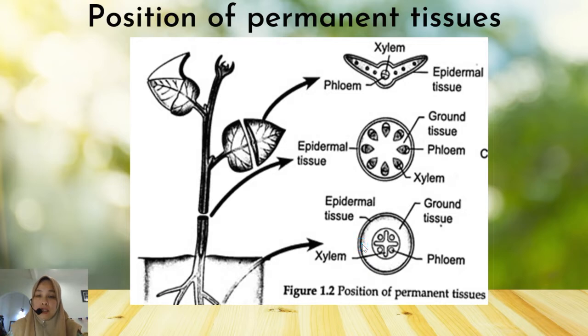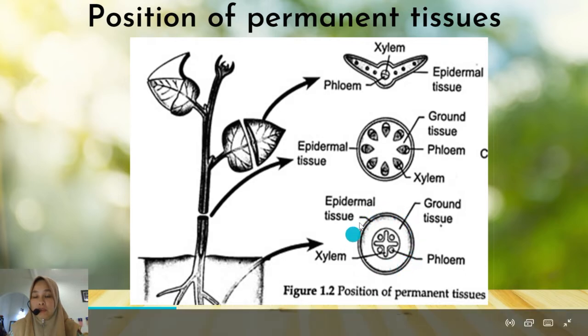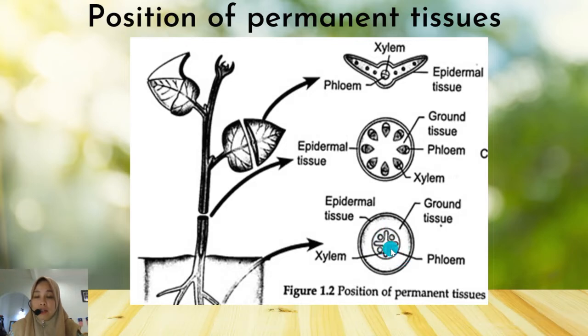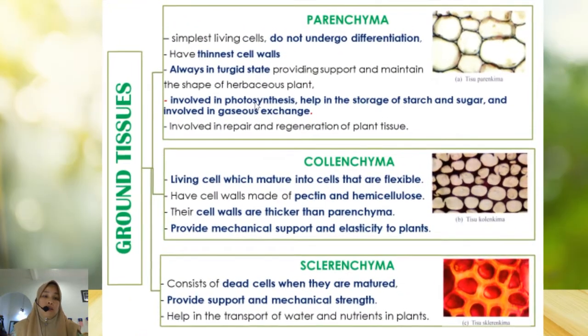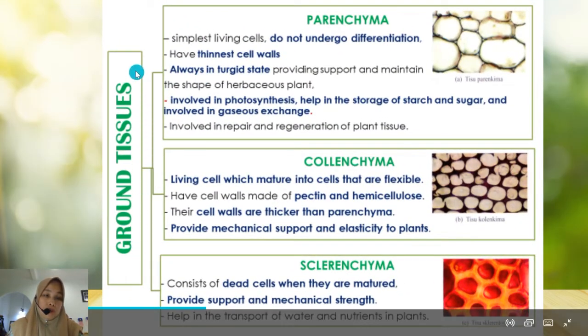When we do the cross section of the root, we can also find the epidermal tissue on the outer wall, and then the ground tissue here, and also the vascular tissue here that consists of xylem and phloem. So those are the positions of the permanent tissue in plants. Make sure you know the position of these tissues. Now let's go to the ground tissues.